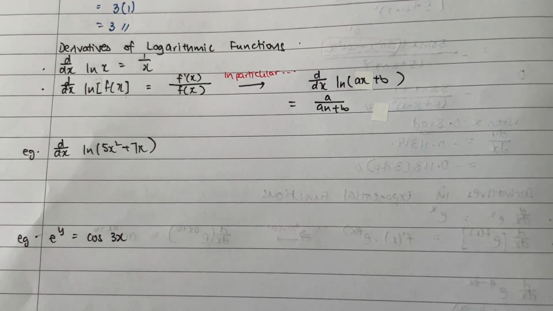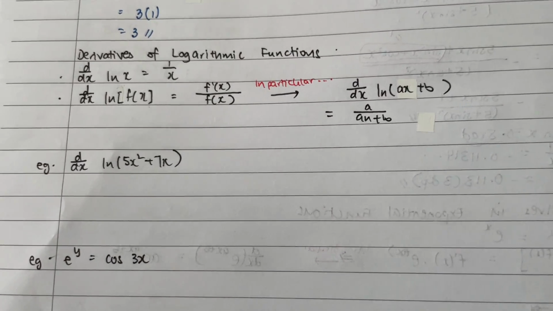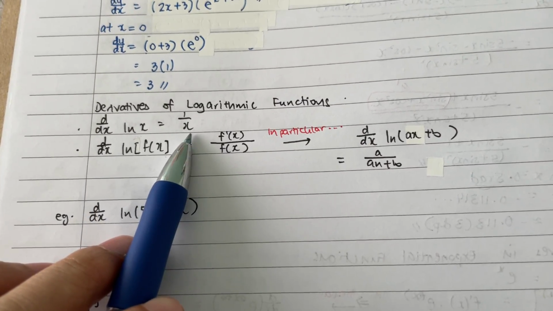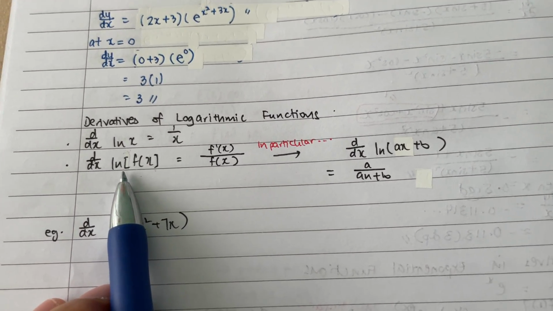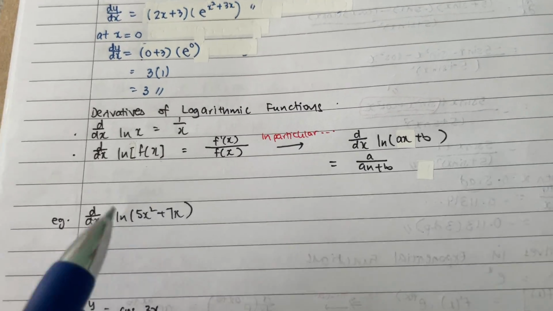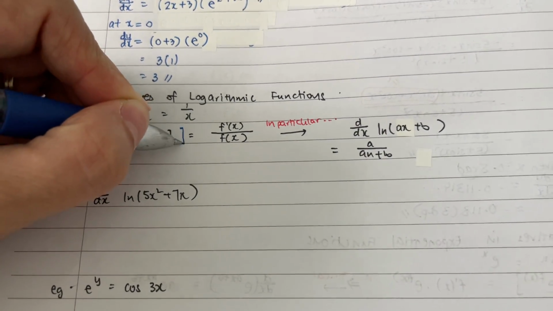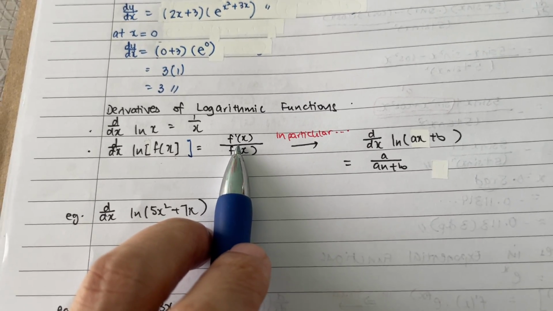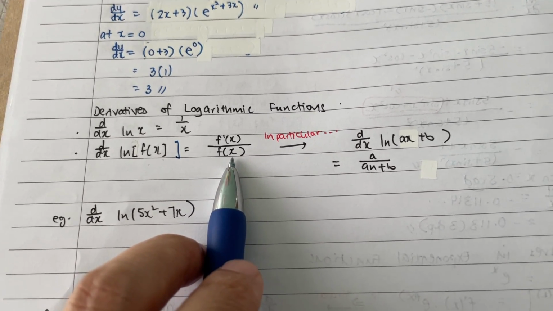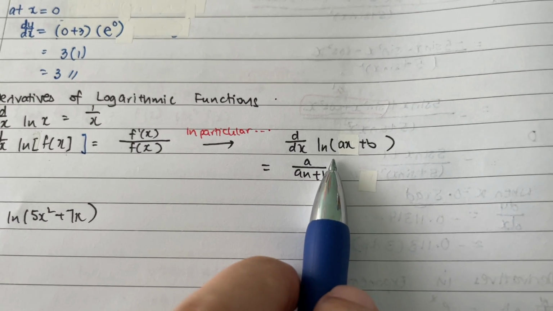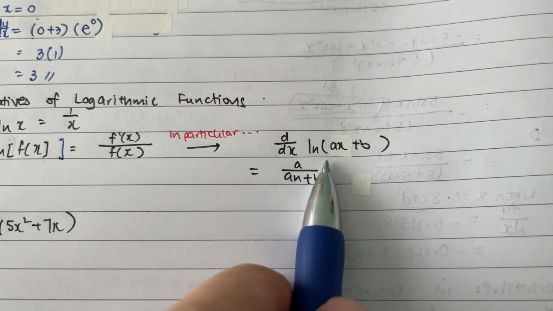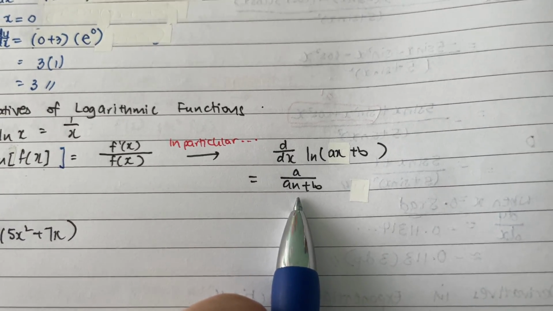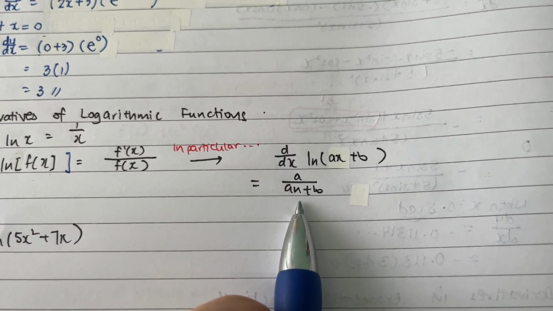Finally, we move on to derivatives of logarithmic functions. What to remember? To find the derivative of ln x, we have 1 over x. So to find the derivative of ln f(x), you have to differentiate f(x) and put it in the numerator, divided by f(x) itself. In particular, to differentiate ln(ax + b), we differentiate ax + b to give you a in the numerator, and the denominator would just be ax + b.